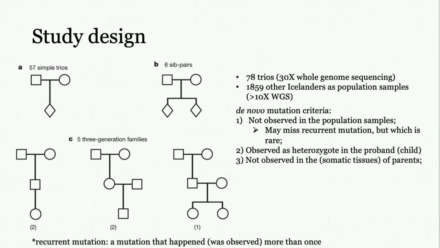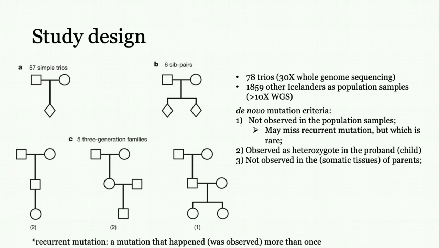So it helps reduce the false positive rate, but it also misses some of the recurrent mutations, because it's possible that that mutation happened in the general population and that mutation happened again in this specific trio we studied. That kind of mutation that happened multiple times is called recurrent mutation, and that kind of recurrent mutation is relatively rare. So by applying this criterion, you don't miss much.